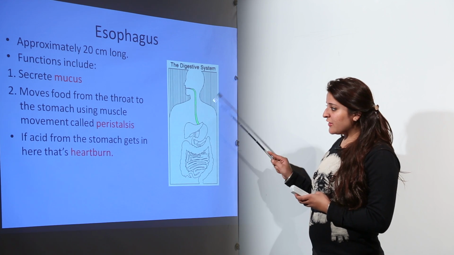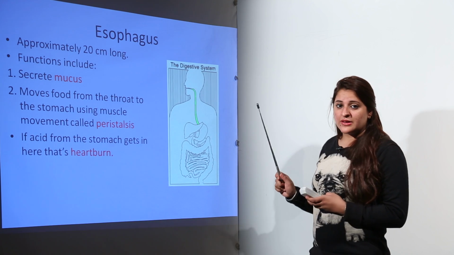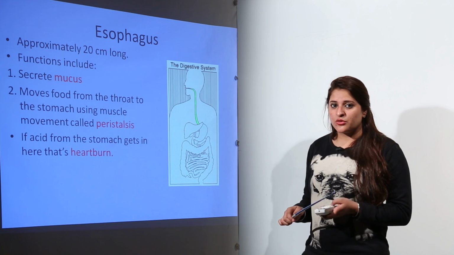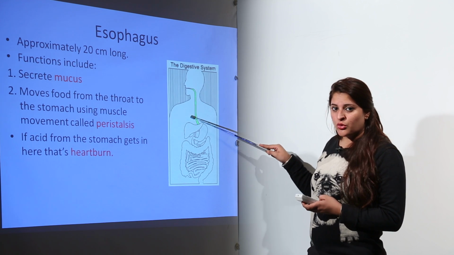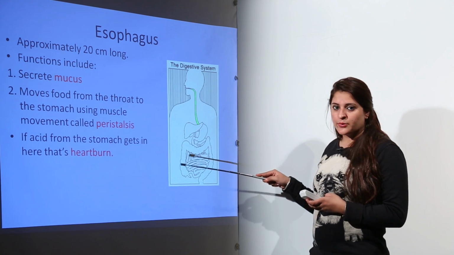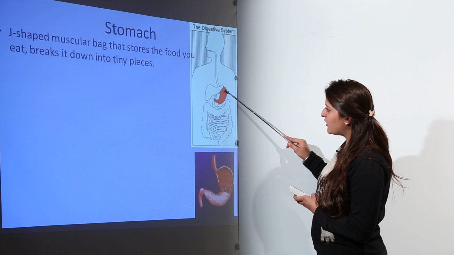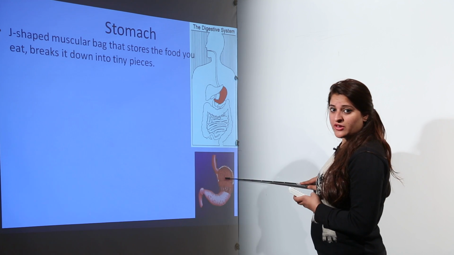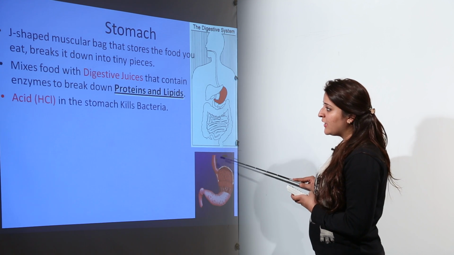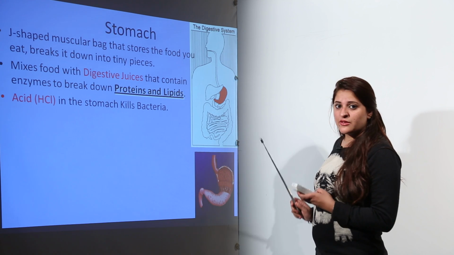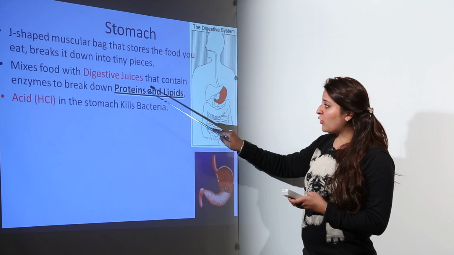Sometimes there is an acid present in the stomach, usually hydrochloric acid, and sometimes this hydrochloric acid moves upward. It is not supposed to go there, but sometimes it moves upward and causes heartburn. The next part is the stomach, which is a J-shaped bag. So this is a J-shaped bag which we can see. The function of the stomach is to store food and then break it down into tiny pieces. Next, the stomach mixes this food with various digestive enzymes so that they can break down proteins and lipids.